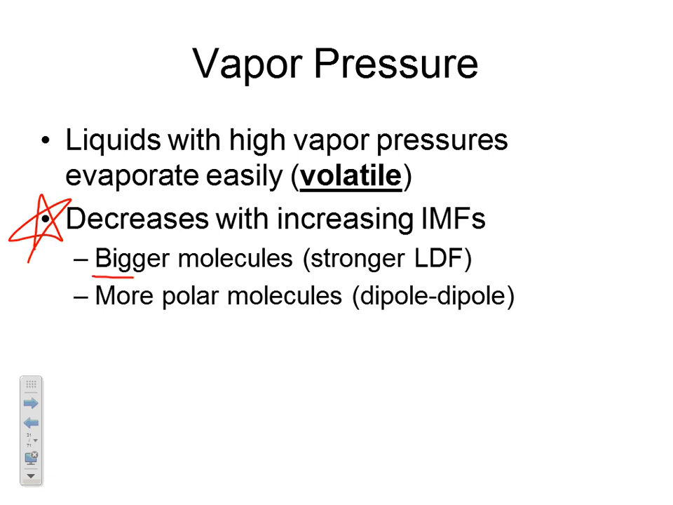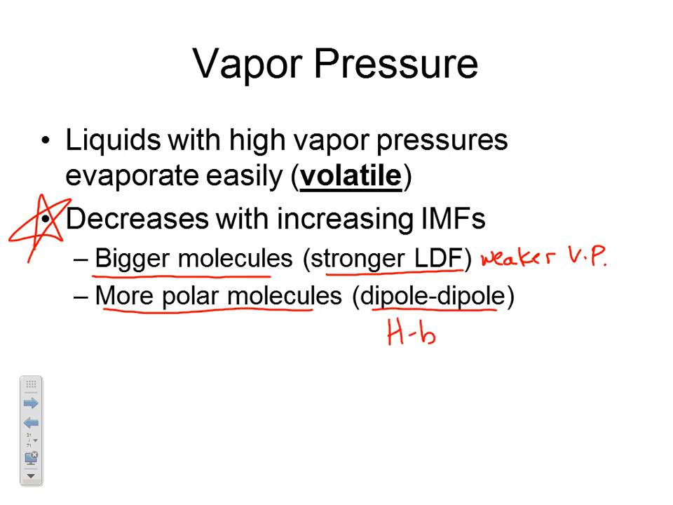So larger molecules with stronger London dispersion forces, so we're looking at number of electrons, will have weaker vapor pressures, or less vapor pressure. And the more polar your molecule gets, i.e. if you have dipole-dipole forces or hydrogen bonding, then you have stronger intermolecular forces of attraction, so you're going to have weaker vapor pressures.